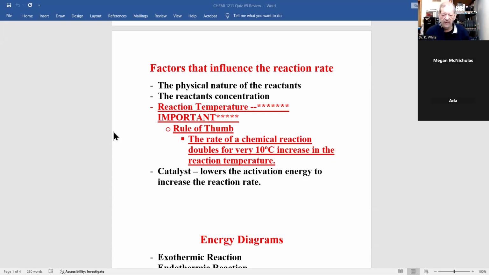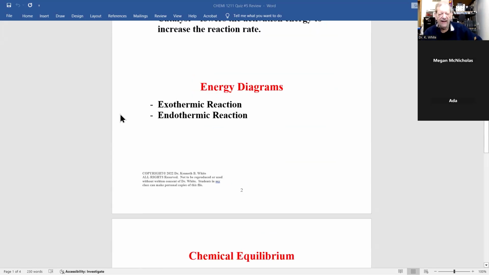So for most things, when you heat it up, they go quicker. Now, another important thing, which Dr. White used a lot in the chemical industry when I worked in it, are catalysts. And catalysts work by, you should know, lowering the activation energy to increase the reaction rate. Catalysts make something go faster by lowering the activation energy. And you should know how to draw energy diagrams for an exothermic reaction and endothermic reaction.